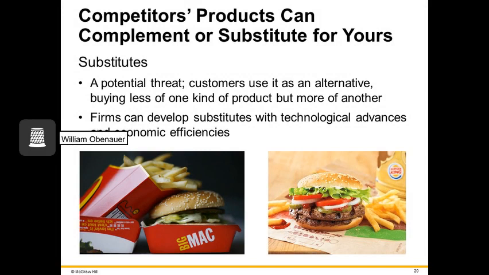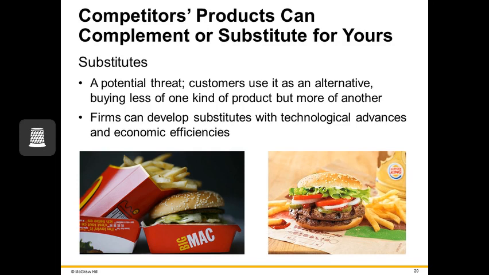Now, earlier we talked about the threat of substitutes, and a substitute product is something that we can get instead of what we would typically get from our supplier. So if you think about maybe you really want to get a Big Mac. Well, you go to McDonald's and the line is 20 deep, the drive through line is really long, and you don't have time to wait for the Big Mac.